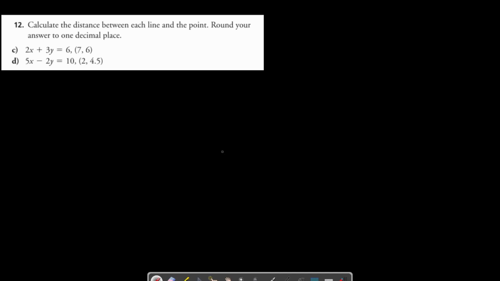Hey guys, today we're going to be finding the distance between a point and a line on a graph. So let's begin with question C. The first thing you want to do here is just look at the equation and convert that to y equals mx plus b. So I'll just write that down here.